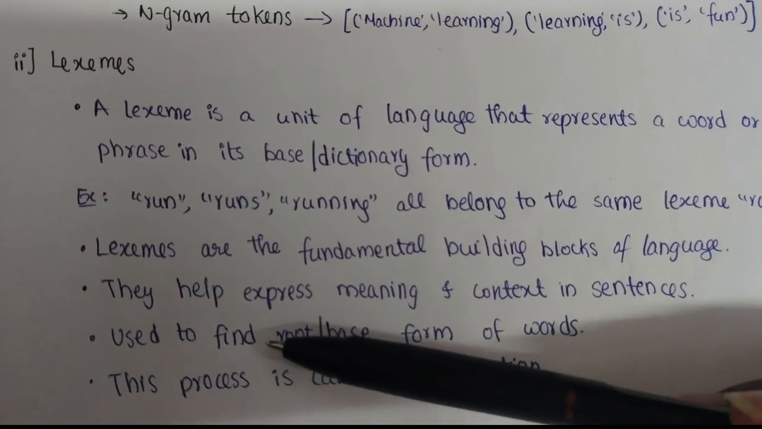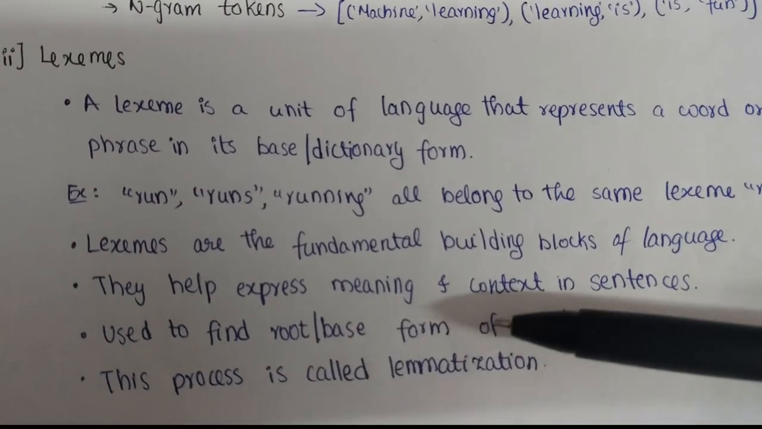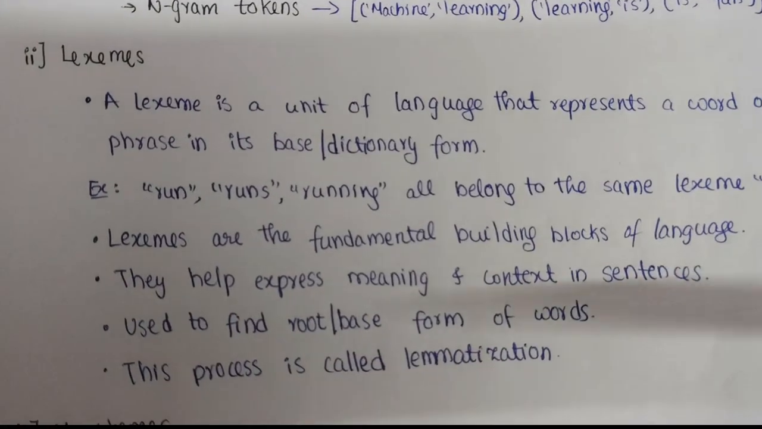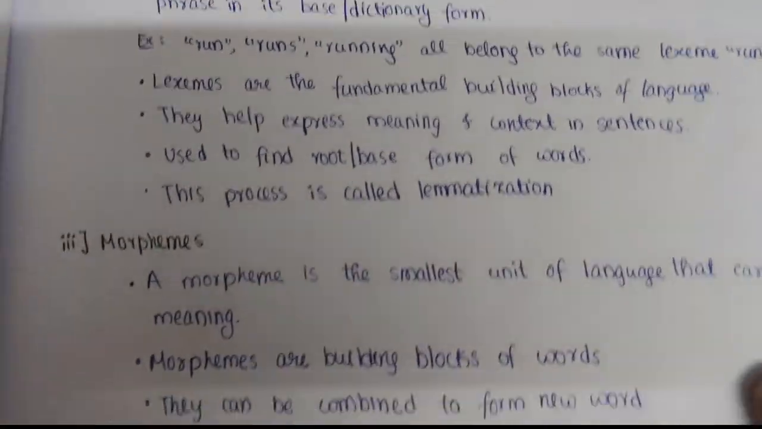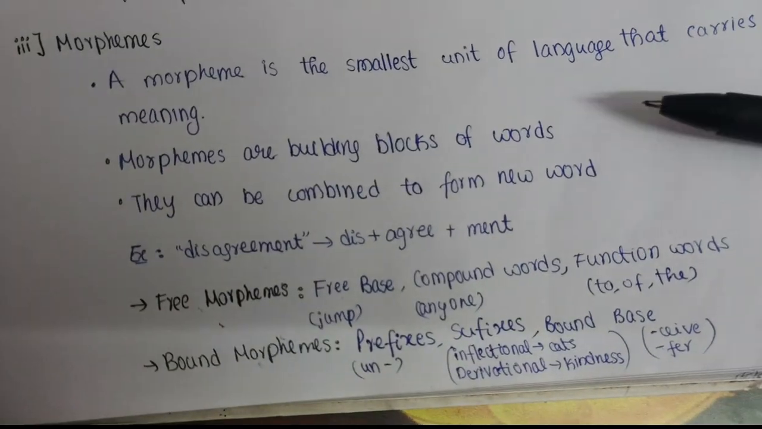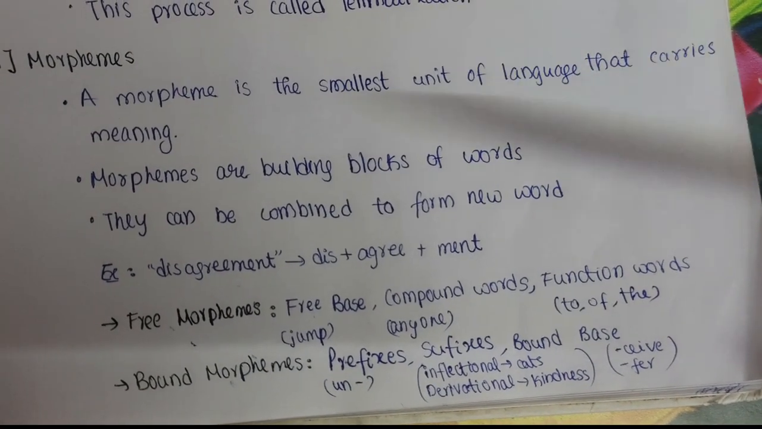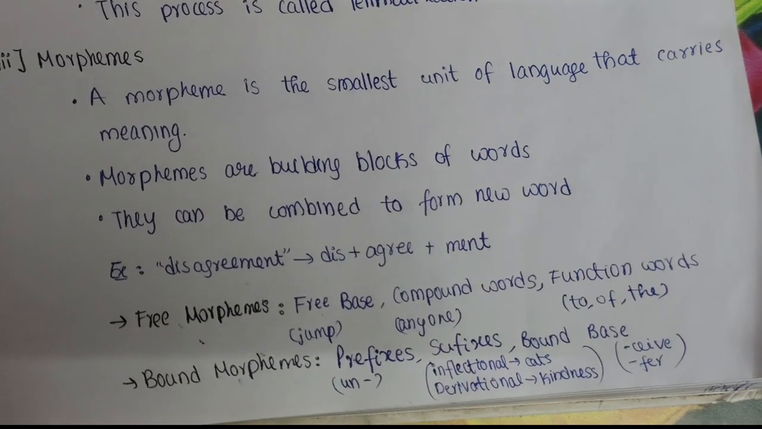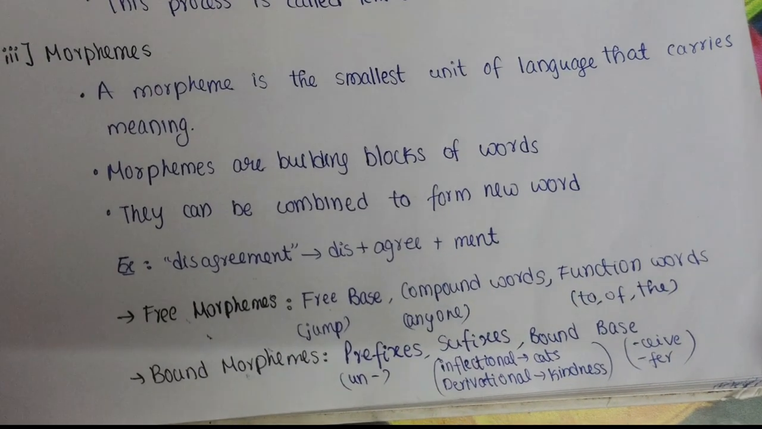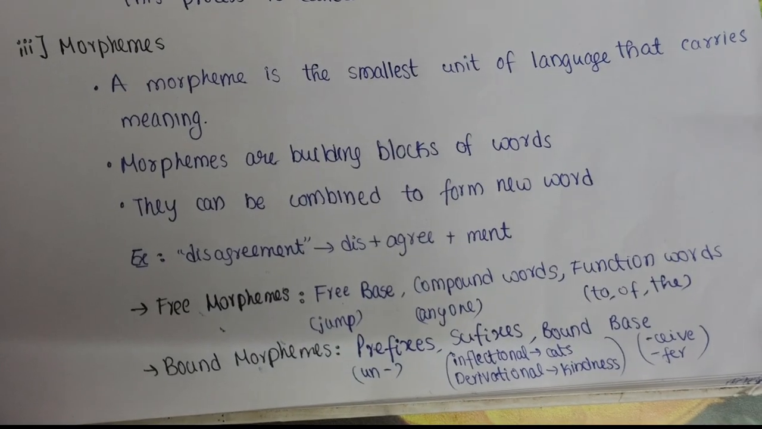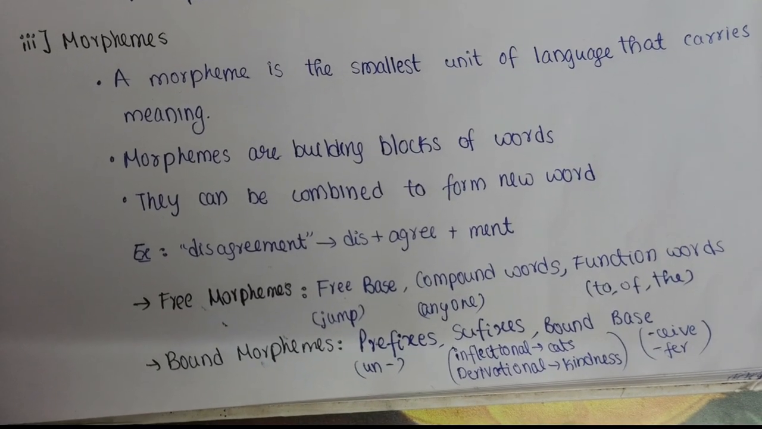Next, it is used to find the root base form of words. That's correct. This process is called lemmatization. The next one is morphemes. A morpheme is the smallest unit of language that carries meaning. For example, if I have the word unhappiness, we can observe that "un" is a prefix, "happy" is the root word, and "ness" is the suffix.